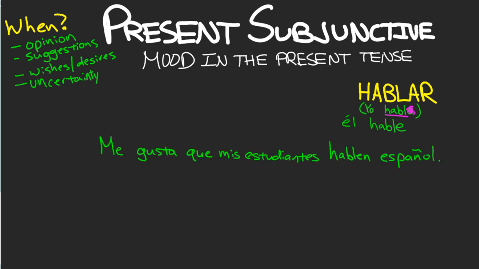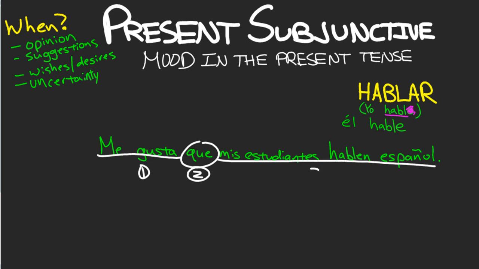So here we have our sentence with the subjunctive, "Me gusta que mis estudiantes hablen español," and we have the three parts of it. So part one is the trigger phrase, "me gusta." Since I'm using gusta, it implies that we're eventually going to need the subjunctive. Part two is our connector, which almost always will be "que," but there are some other words you could use. And then part three is the clause, like a mini sentence, which uses the subjunctive in its conjugation.